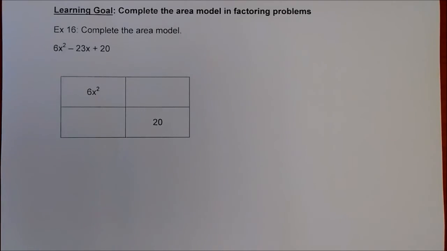Here's one for you to try. Complete the area model for 6x squared minus 23x plus 20. And be sure to do this one with your neighbor because it's pretty tricky and I don't want you making any silly mistakes. So go ahead and pause the video and give it a try.